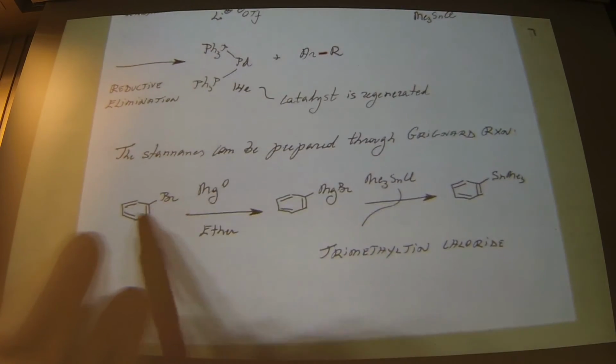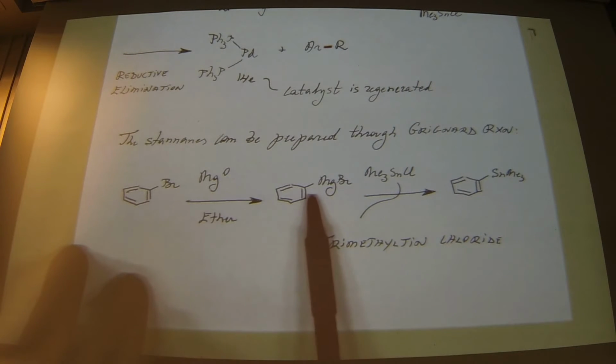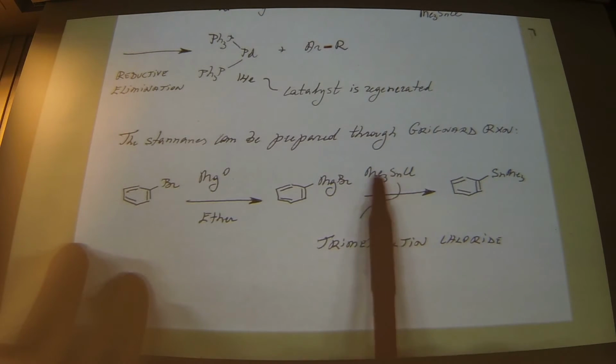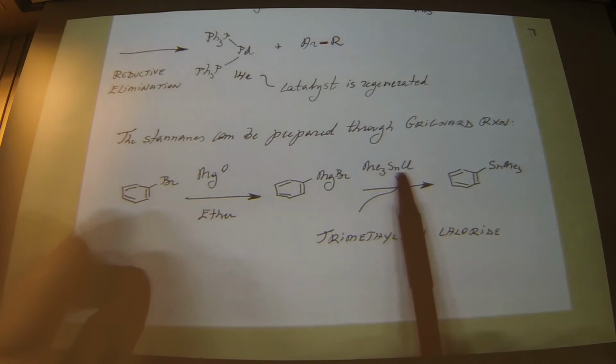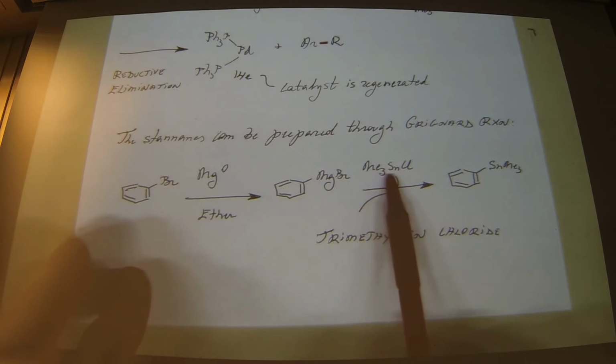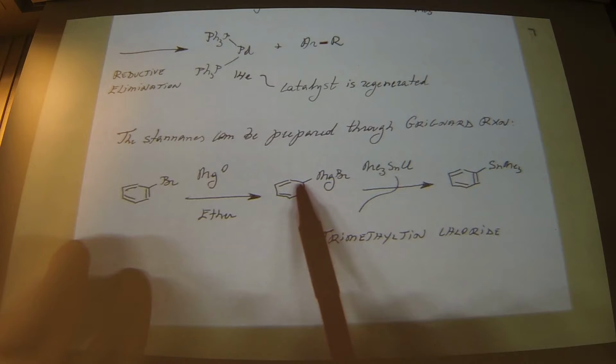Now, how do you make these? Interestingly enough, you make these through Grignard. You start with the bromide and make a Grignard, you know how to do that. And then this trimethyl tin chloride, which is volatile, neurotoxic, nasty, but you can use it, just gets alkylated by the Grignard.